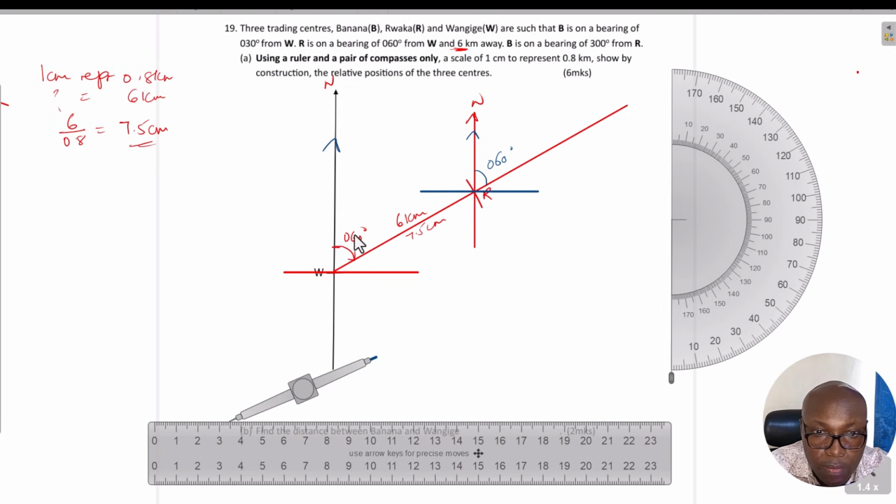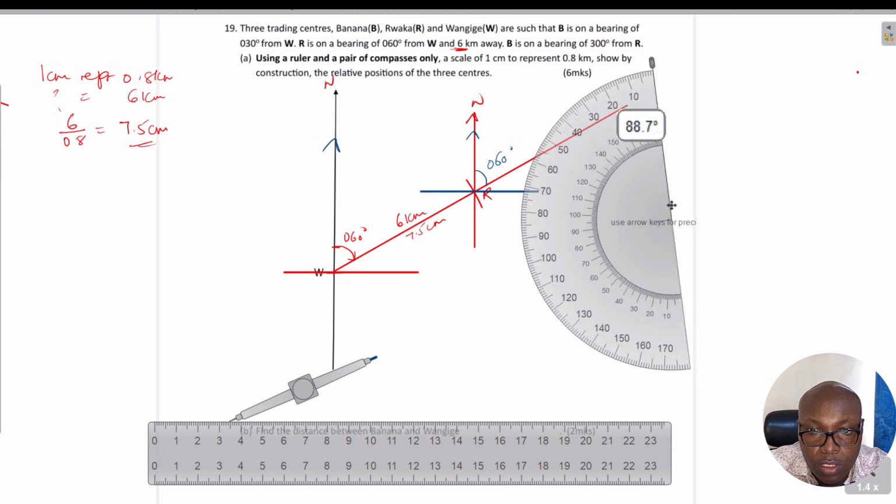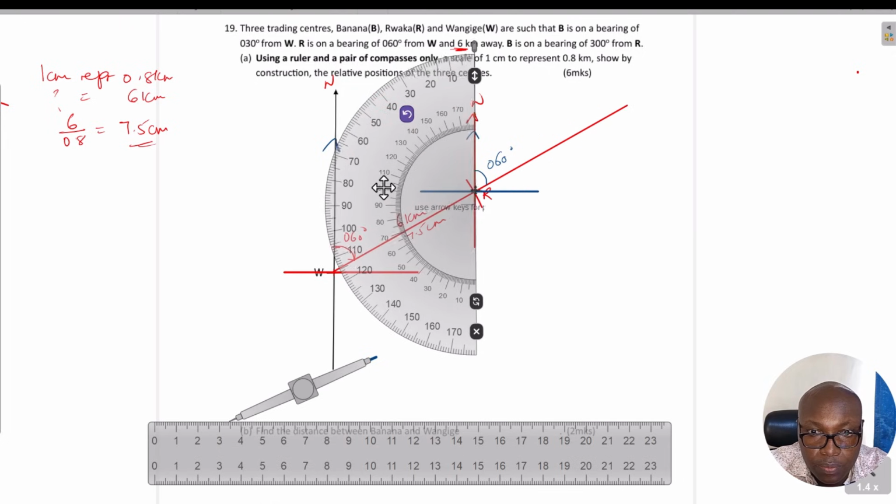300 means that you're going to construct from the north in a clockwise direction. So from here you measure 300, so you'll be left with the 60 on this side. So you are supposed to make sure that from here, this is 90, this is 180, this is 270. So what is remaining from 270 to make 300? Just 30. You just need to add 30. So from this point, that is 90, this is 180, 270. So 270 add 30. So just need to measure 30 degrees on this side.